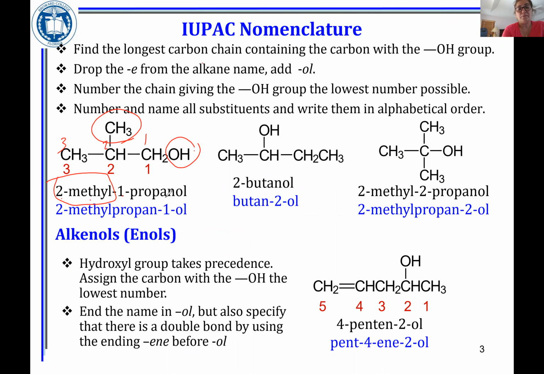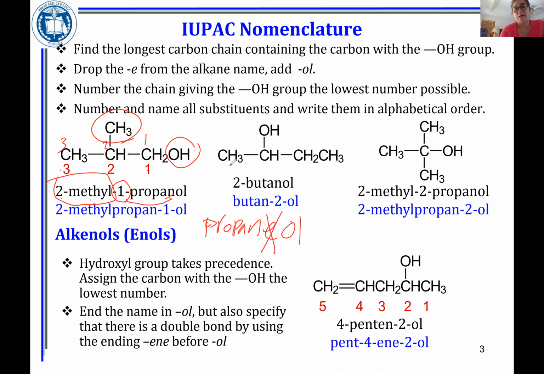So it's 1-propanol. How do you come up with propanol? You have propane, you drop the E and add OL. You also have to give the location of the OH. Is it attached to carbon 1 or carbon 2? It doesn't make sense to say it's attached to carbon 3, because then you would start numbering from the left side and it becomes carbon 1. So you give the location to the functional group, and then you say propane, drop the E and add OL.